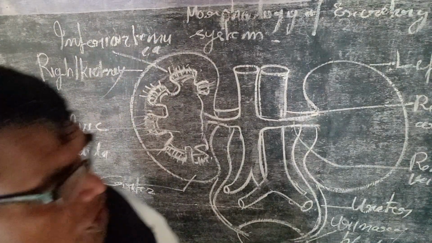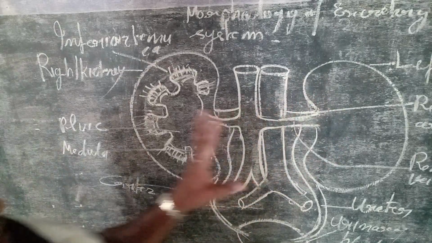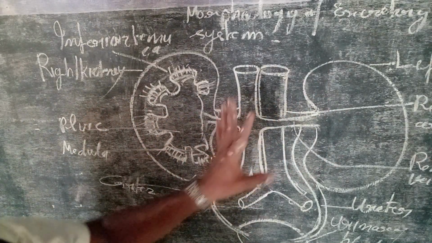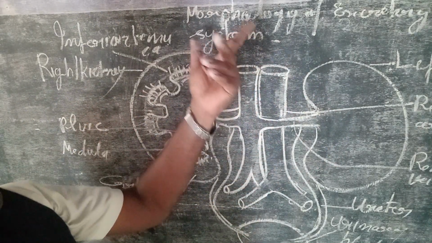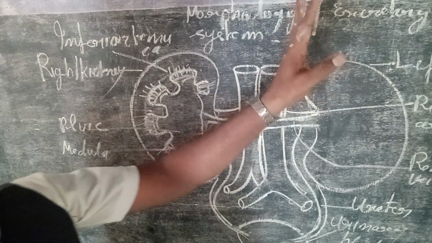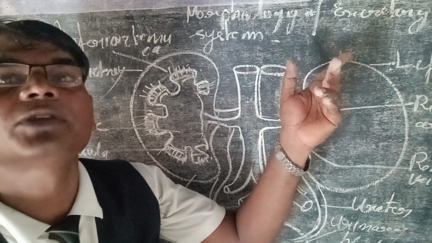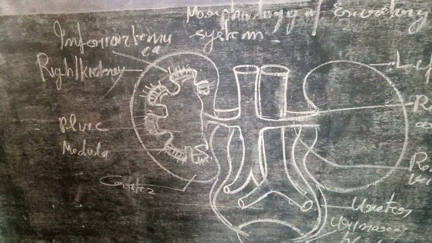So first of all, let's try to understand. As you have seen here, I have drawn the figures with well-labeled diagrams, the morphology and structure of the kidney. Here we will describe one by one.